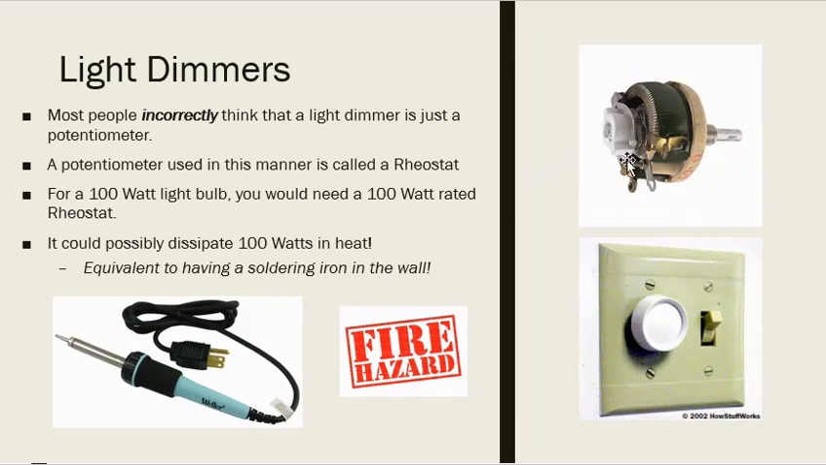100 watts is a lot of heat, which means that if you were dimming your light, turning this down, most of the energy would be sent through this resistor. It would just be a series circuit, and you'd have to dissipate 100 watts. 100 watts is equivalent to having a soldering iron in the wall. If you had a soldering iron in the wall sitting there for an hour, you would have a fire hazard. So light dimmers actually use TRIACs.